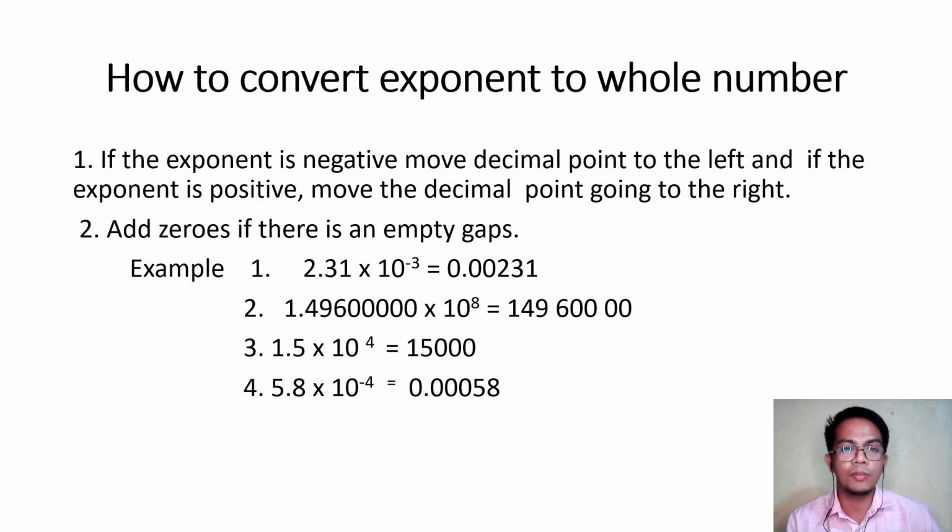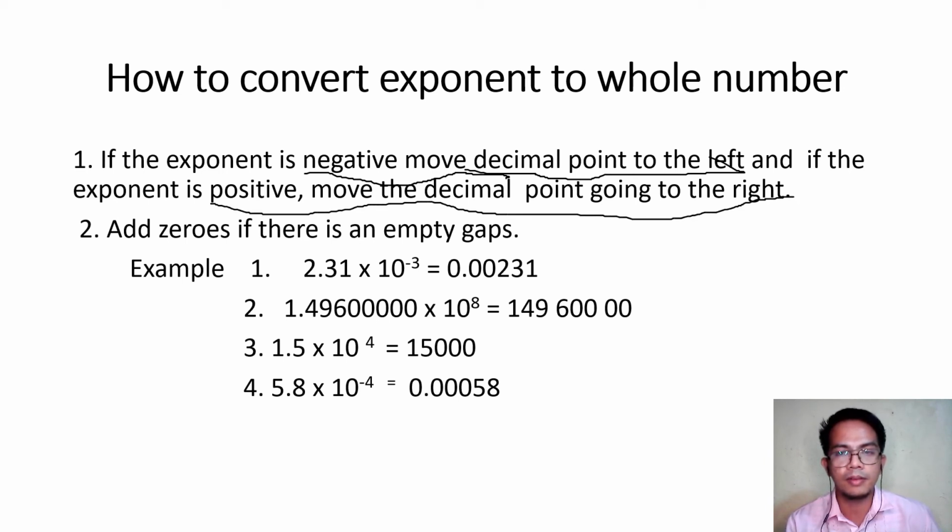So now let's convert exponent to whole number. So the rules are, if the exponent is negative, move the decimal point to the left. And if the exponent is positive, move the decimal point to the right. Then add zeros if there are empty gaps.